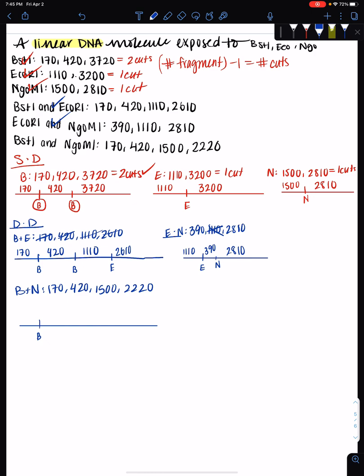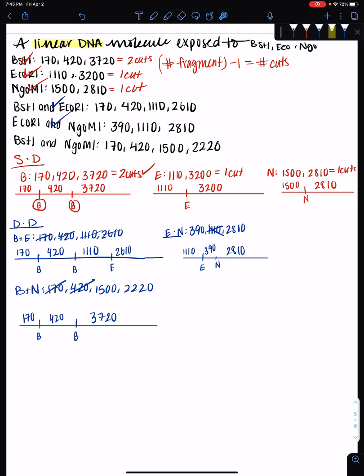So B made a cut right here. That fragment was worth 170. This one right here was worth 420, and this larger piece was worth 3720. As we can see, 170 stays the same because that was a fragment size found. Same with 420. So we can see that 3720 gets split into these two numbers by N.